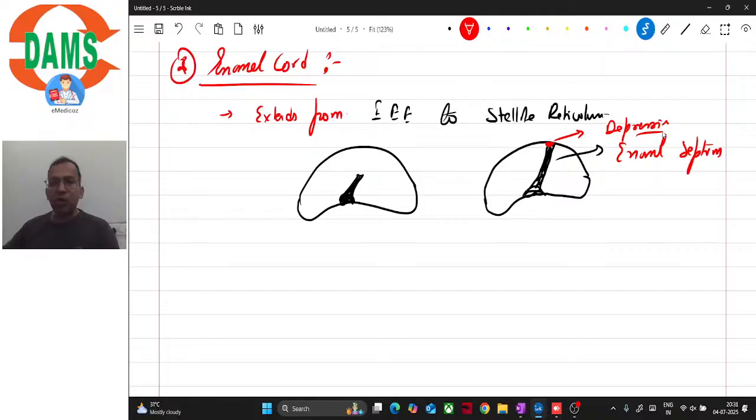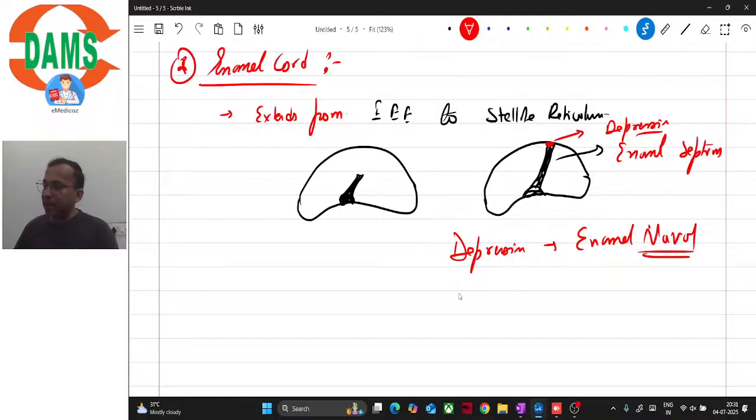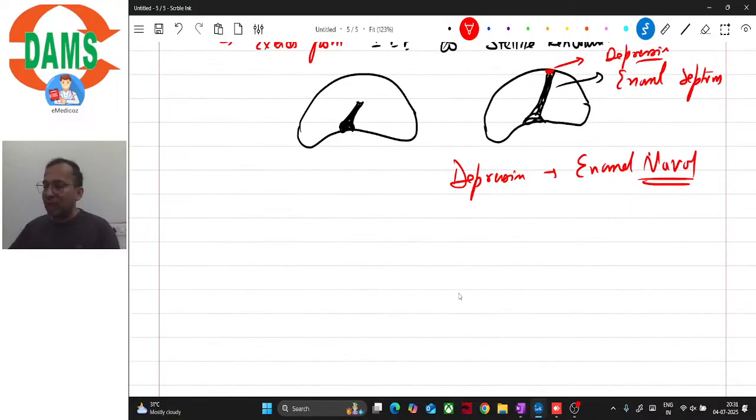When it attaches to the outer enamel epithelium, at the site of the attachment a depression forms, and this depression is known as enamel navel, right? So there is no function of this enamel navel. It's just a feature that is found when the enamel septum is present in place of enamel cord. That's all, right? Now, what is the role of this enamel cord?